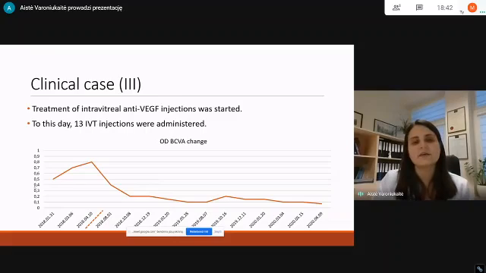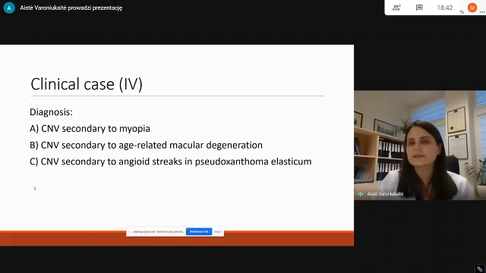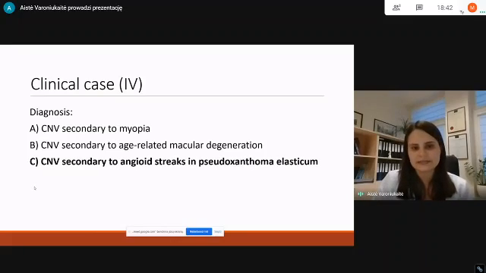0.8. But after 3 injections, the patient disappeared for some time, 4 months, due to personal reasons and mental health issues. As you can see, after renewal of injections after the 4-month gap, the patient's best corrected visual acuity gradually decreased to 0.07 at the last visit. So, what is the diagnosis? A, CNV secondary to myopia, B, to age-related macular degeneration, or C, to angioid streaks in pseudoxanthoma elasticum. As I think you already know, the correct answer is C.